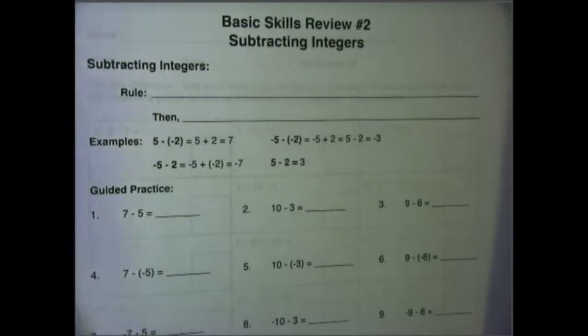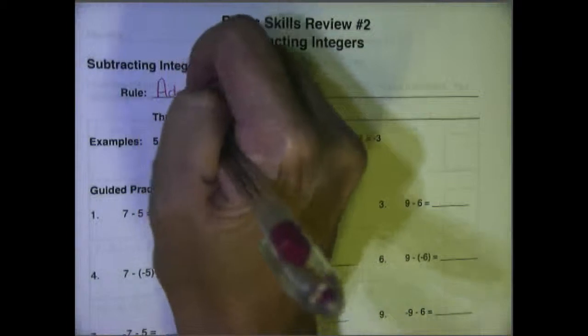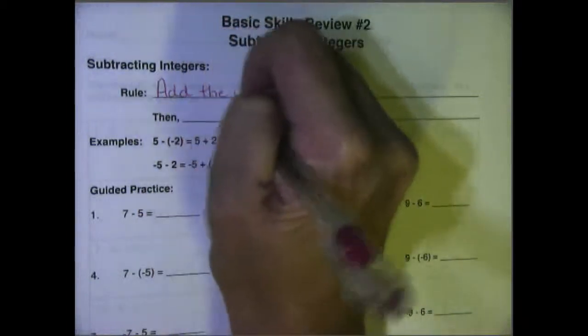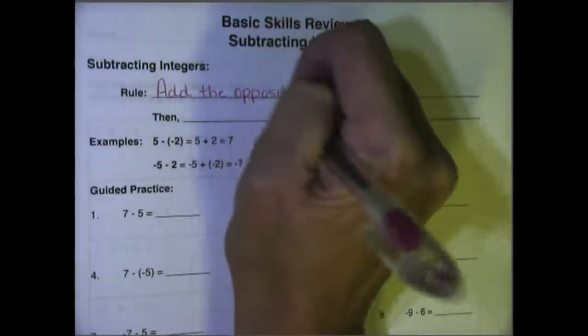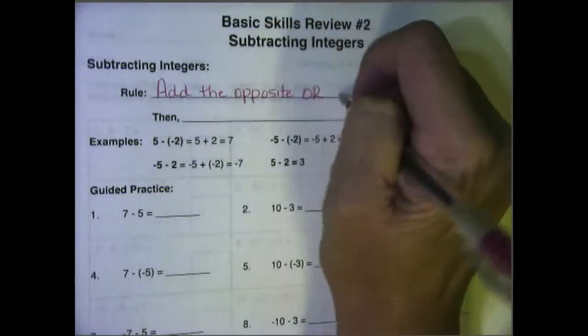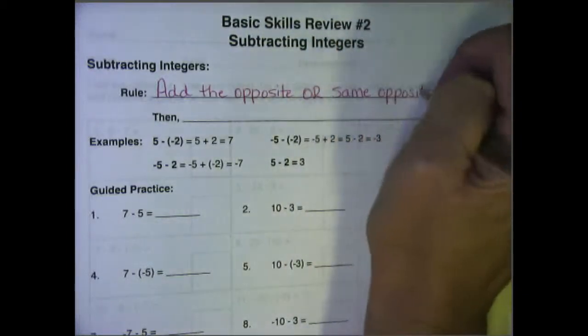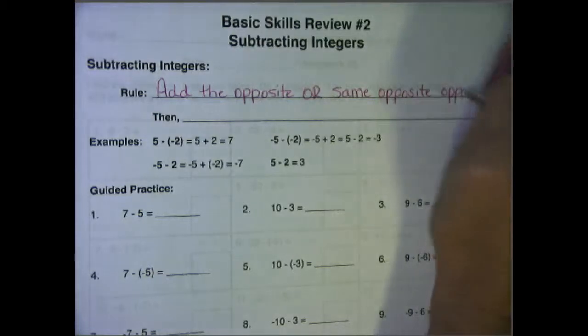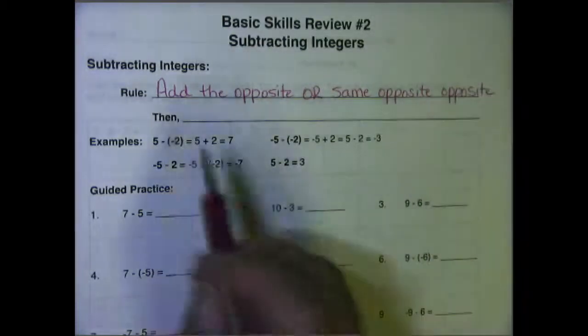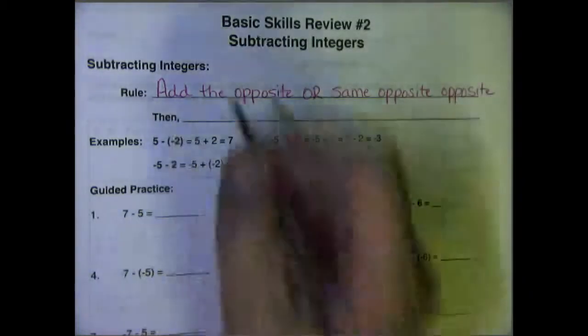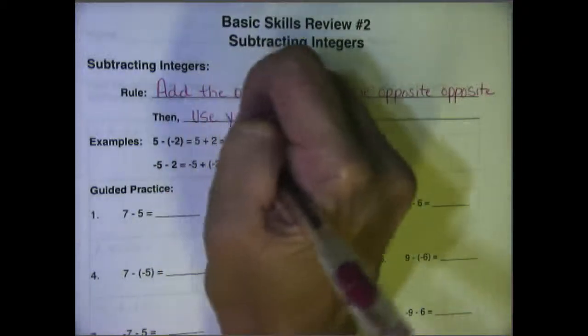Now that you have completed basic skills number 1, adding integers, let's begin basic skills review number 2, subtracting integers. The rule for subtracting integers is add the opposite, or sometimes we say same, opposite, opposite. Whichever you prefer is fine. Once you've added the opposite, then use your addition rules.